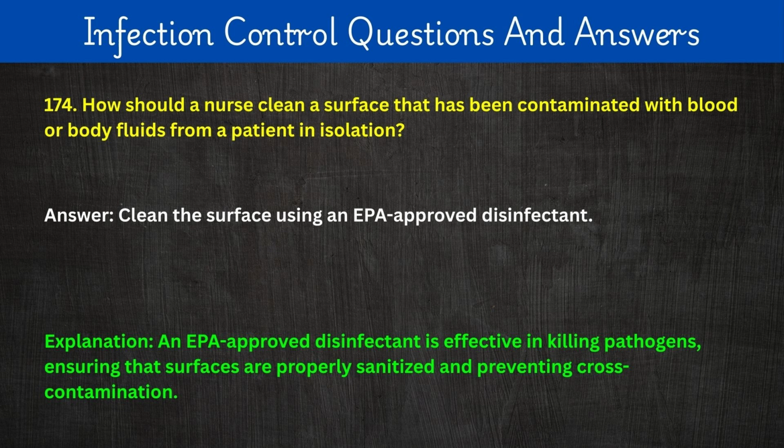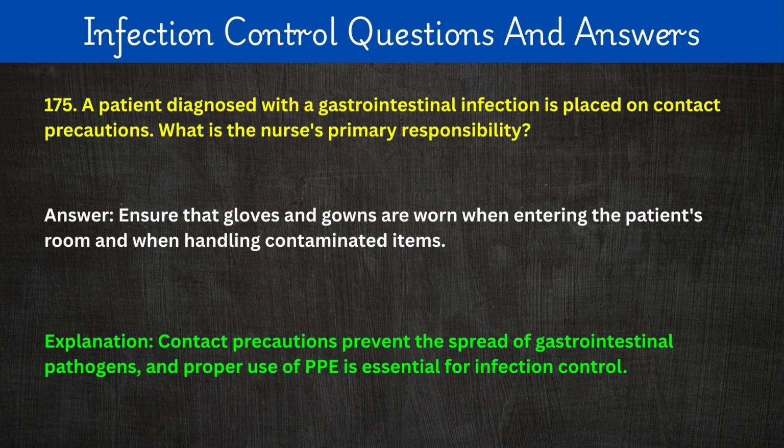174. How should a nurse clean a surface that has been contaminated with blood or body fluids from a patient in isolation? Answer. Clean the surface using an EPA-approved disinfectant. Explanation. An EPA-approved disinfectant is effective in killing pathogens, ensuring that surfaces are properly sanitized and preventing cross-contamination.